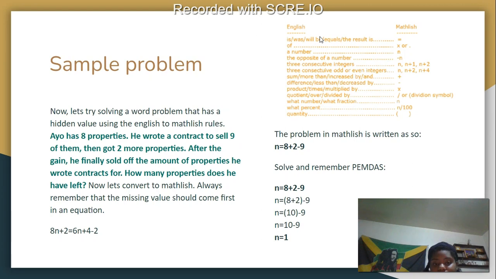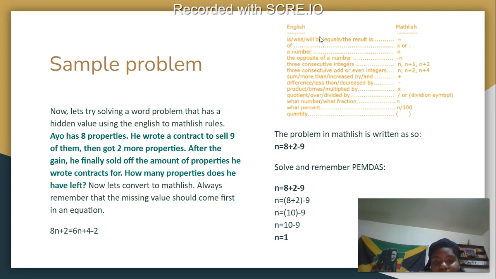Now you have to solve the problem. You're solving 8 plus 2 minus 9. Remember to use PEMDAS. So first you could put parentheses around 8 plus 2 to break up the problem into easier parts to solve. So you would solve 8 plus 2 first. PEMDAS stands for parentheses, exponents, multiplication, division, addition, subtraction. So we're going to do the addition first because it came first in the problem.